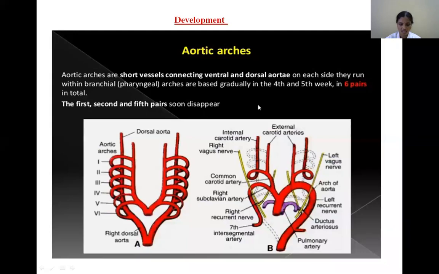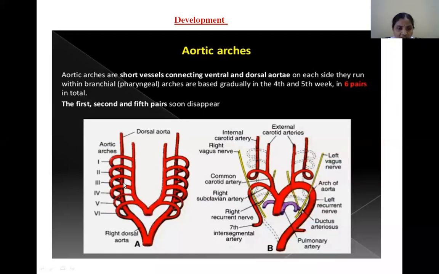Then coming to the development. What is this carotid system and subclavian artery? All these blood vessels, this carotid system, are derived from the aortic arches. It is already completed in embryology. So what are these aortic arches? Six paired aortic arches around the developing primitive pharynx. Okay. So what are these?